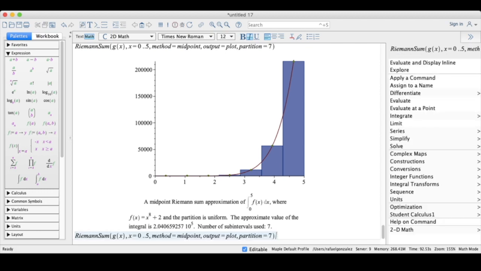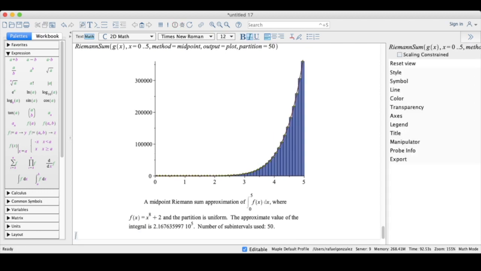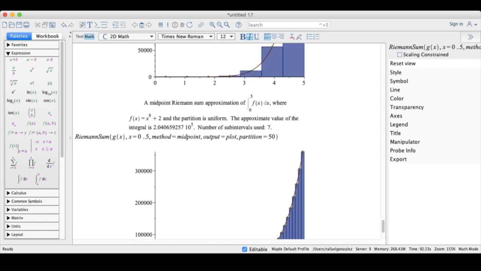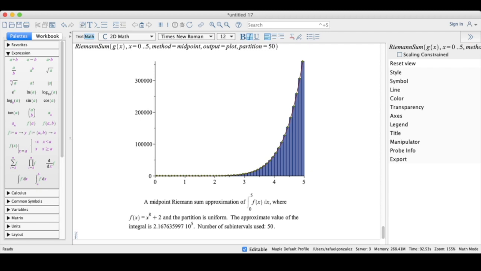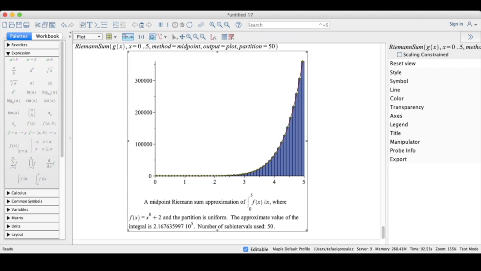So if we use 50 rectangles instead of 7, we now see that we have a much better approximation. And notice that this number is a big number. It's a 10 to the 5 right there. This number looks to be in scientific notation, that Maple is writing in a very weird way.